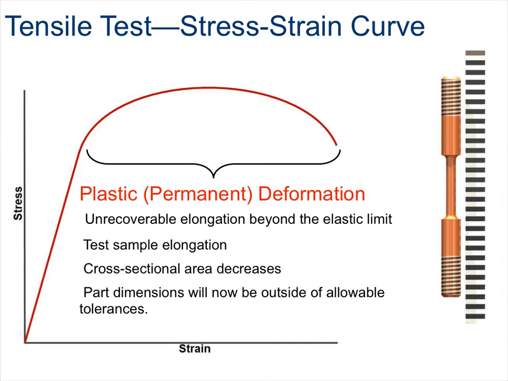Plastic or permanent deformation occurs beyond the yield stress point and continues to the point of fracture or total structural failure. This means that any change in shape past the yield stress point will result in permanent dimensional changes on the part of the structural member itself, even if the load is removed.